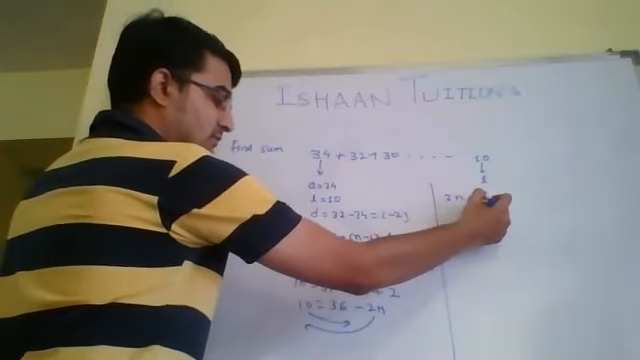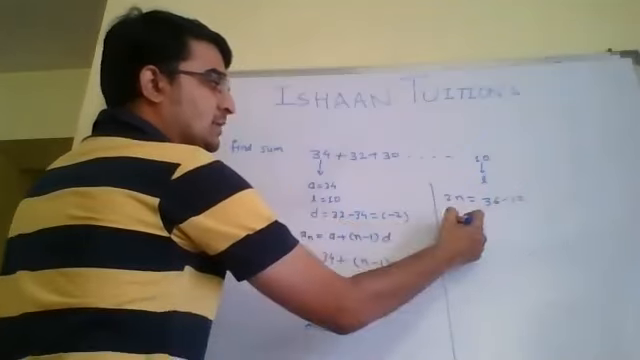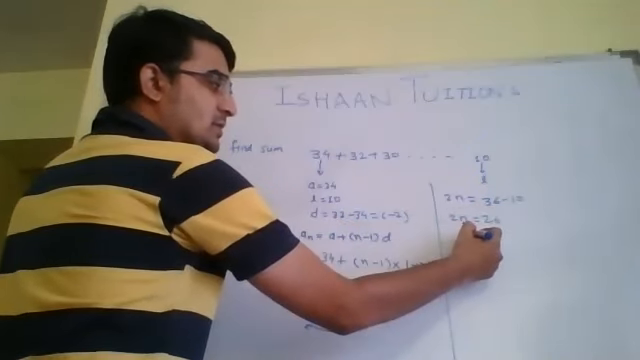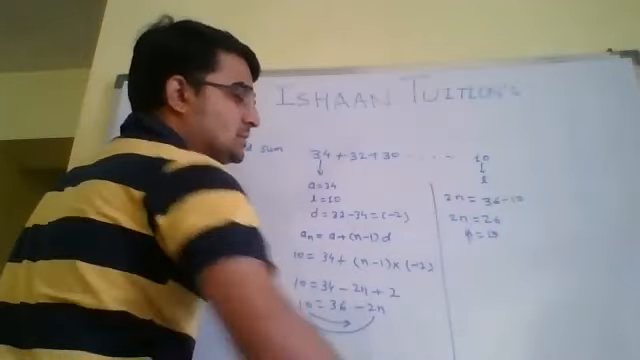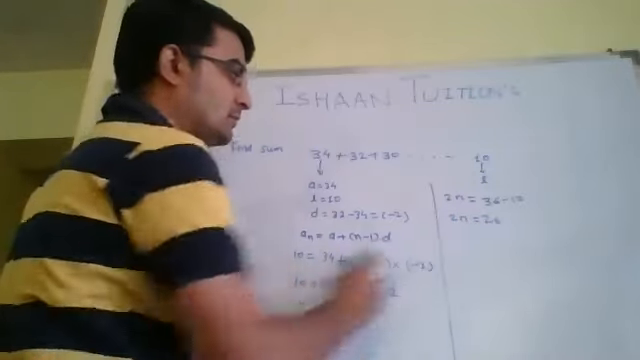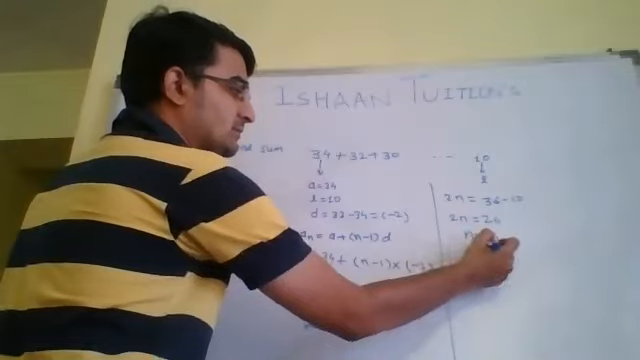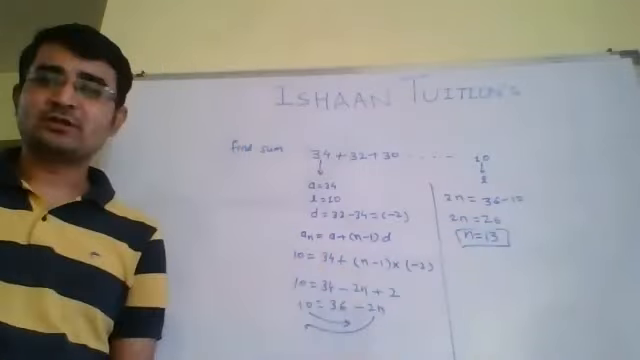2n is equal to 36 minus 10. 2n is equal to 26. So n is equal to 13. Sorry, n is equal to 13. We got the number of terms.